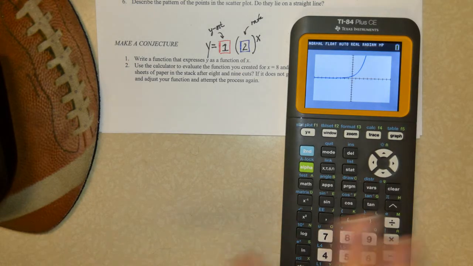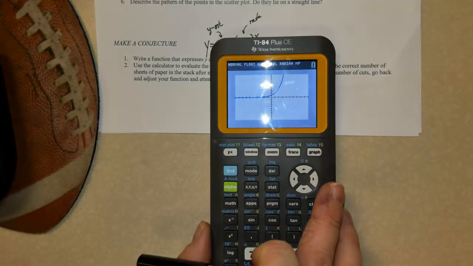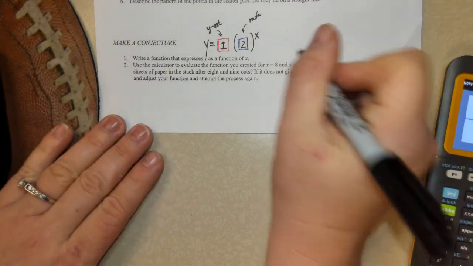All right. So using a calculator to evaluate, you could create for 8 and 9. So there's a couple ways we can get this. So can you please circle 8 and 9?